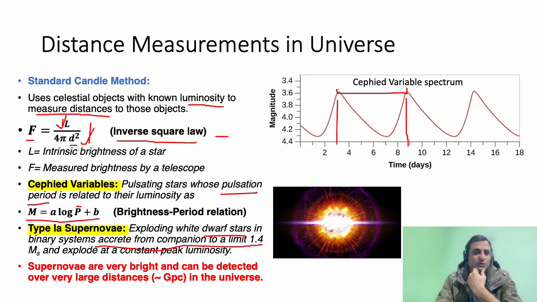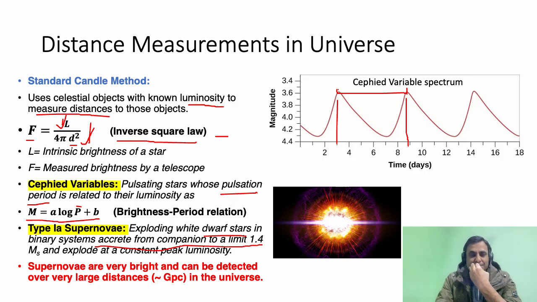Then what you do is go back to the inverse square law, this first equation. You already know the L, and the flux F you measure with the telescope. And then the third unknown from the equation, the distance, you can calculate. So the D can be calculated.